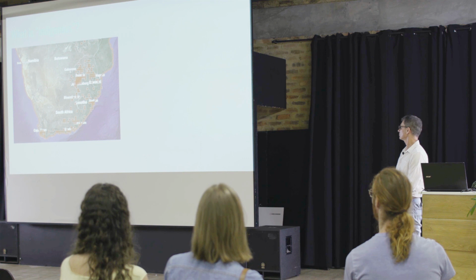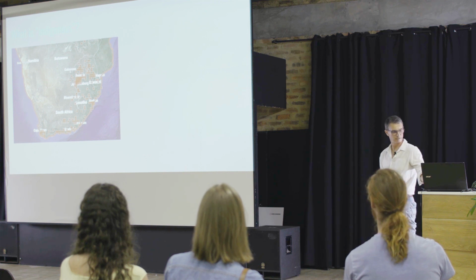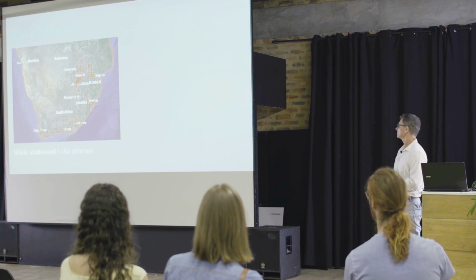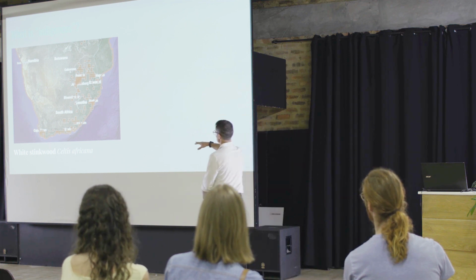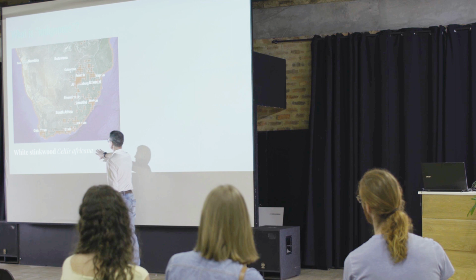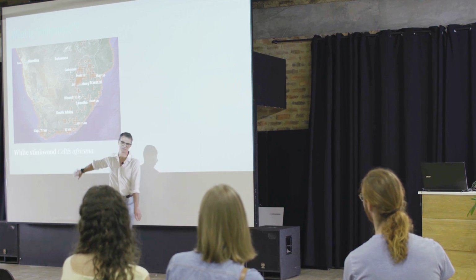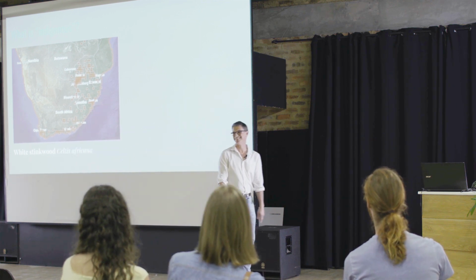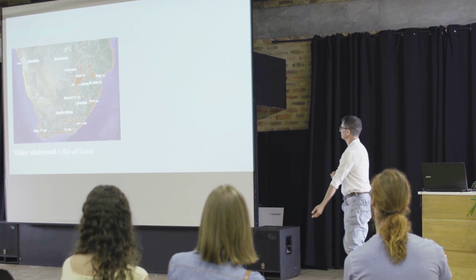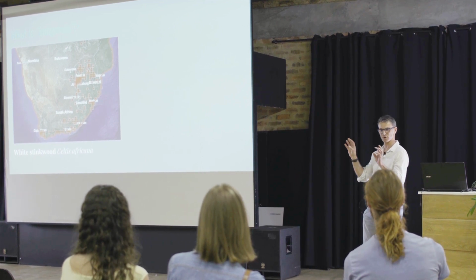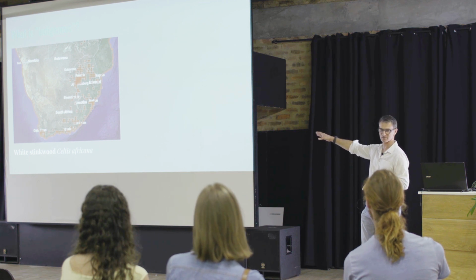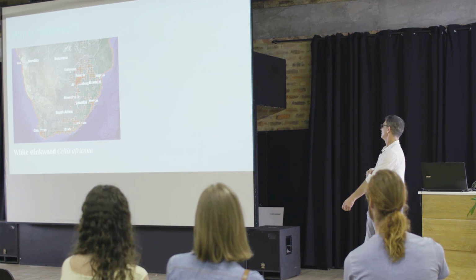Just as an example, this is white stinkwood, Celtis africana. This is the scientific name. You don't have to learn that. It's not going to be a test afterwards. This is how all organisms are named. There are two parts to the name. One is the genus, and the second part is the species.